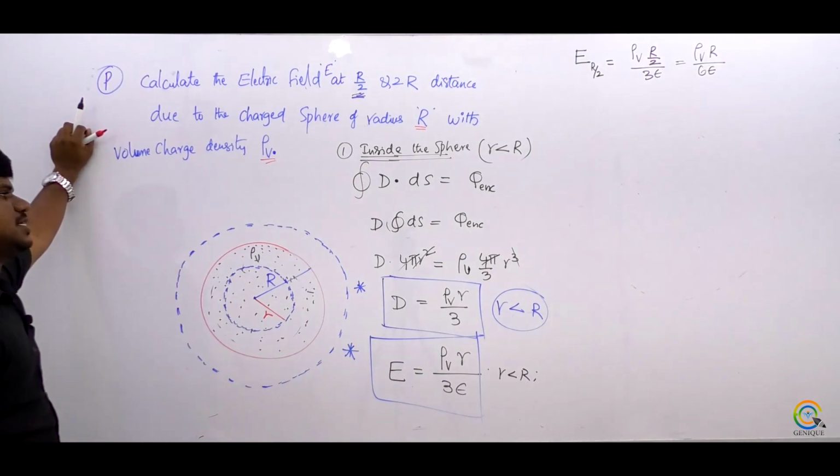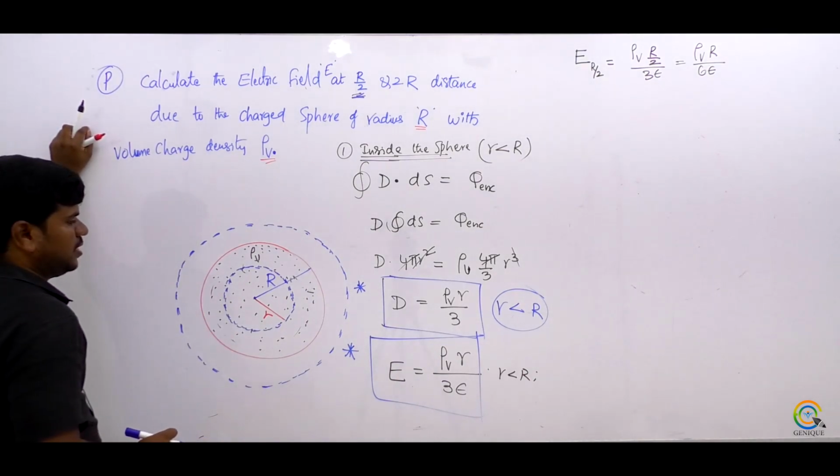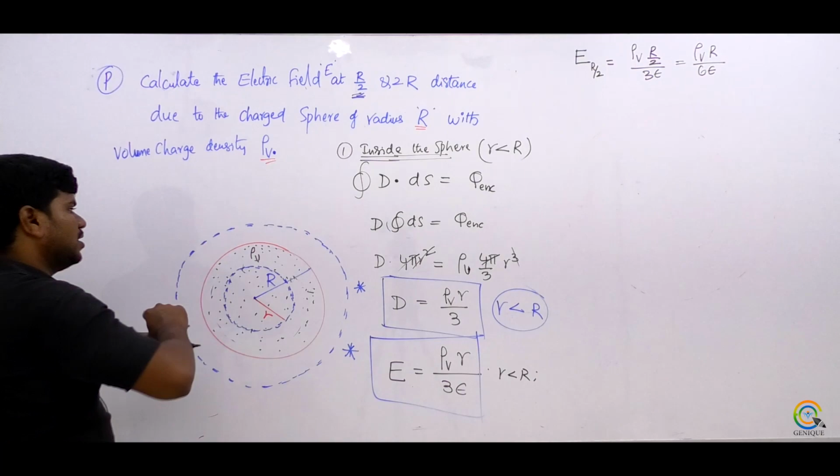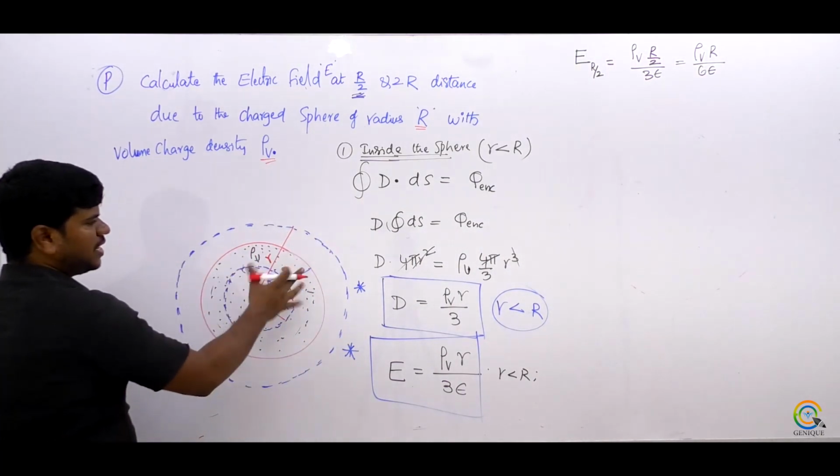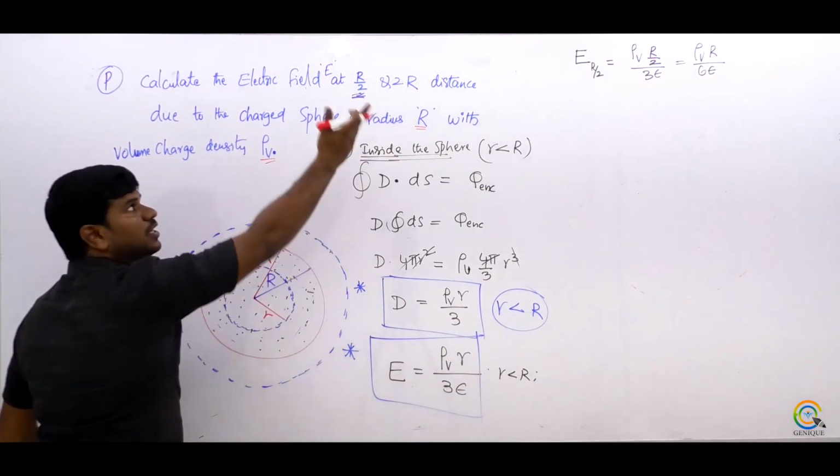Okay, so this is one more Gaussian surface. It has some radius r. I am also representing this one as a. This problem is completed. Next, coming to the next problem.